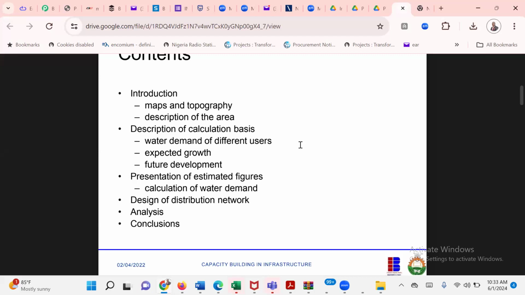When you have established those two parameters as an introduction, you now go to the description of calculation basis. In other words, you start to do three things. Number one, what are the water demands of different users? Low density areas, high density areas, medium density areas, they require different water demands. In Abuja in 1978, 100 liters per capita per day was used to design Abuja.